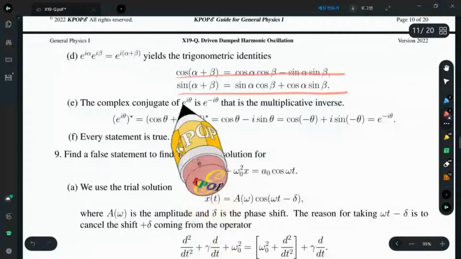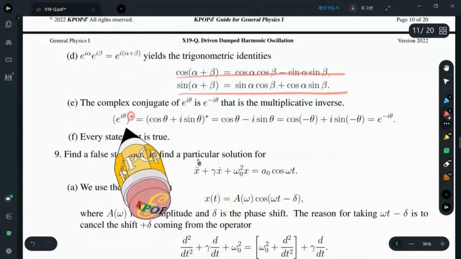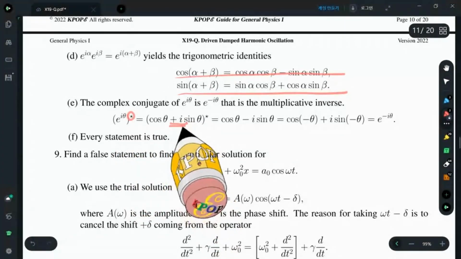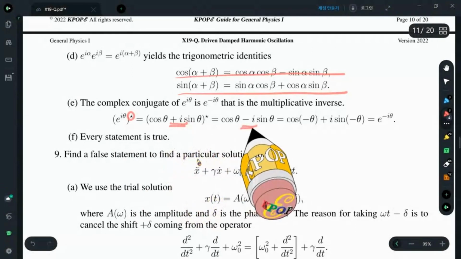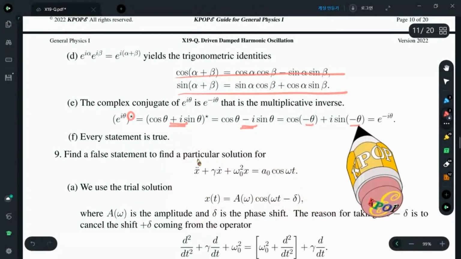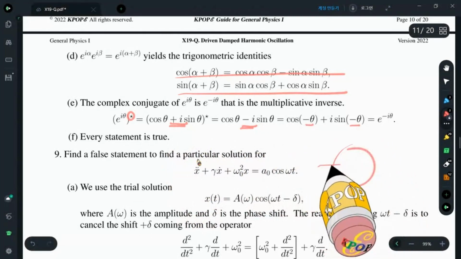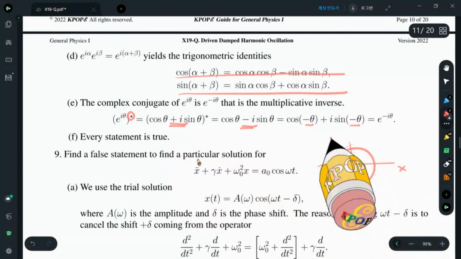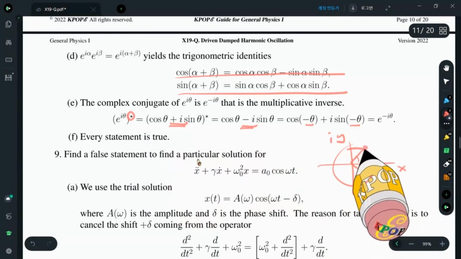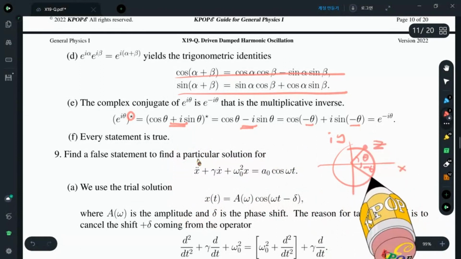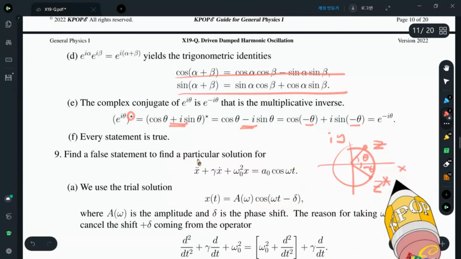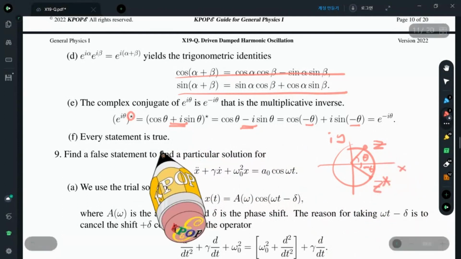The complex conjugate is quite important. Complex conjugate is to replace the pure imaginary part with a negative sign, and that is the same as replacing theta by minus theta. In that case, it is a unit circle on a complex plane. I have a theta, then I have minus theta. So this is a complex number z, and this is the complex conjugate of z, that is called z star.